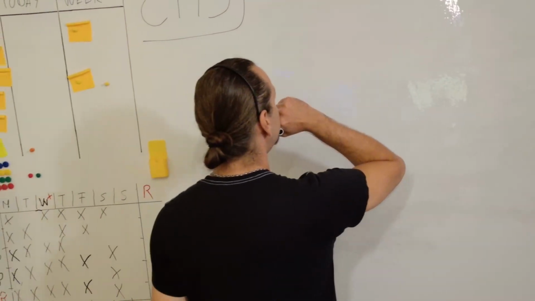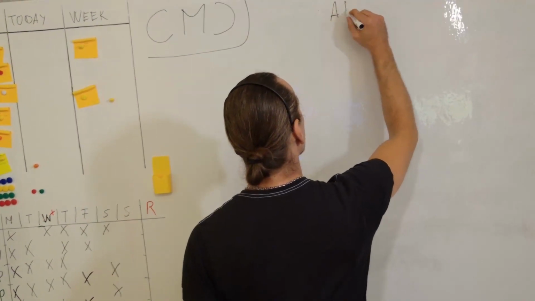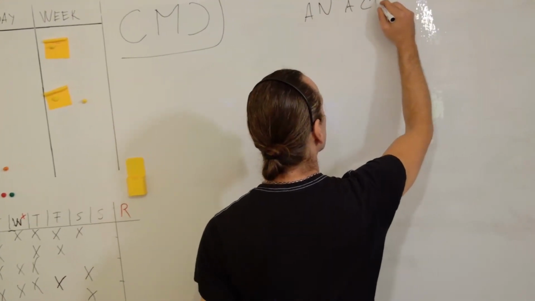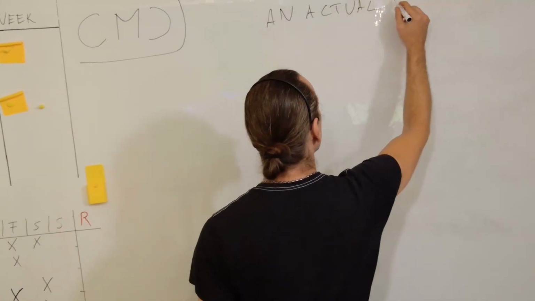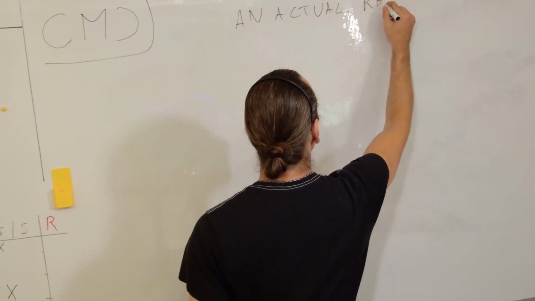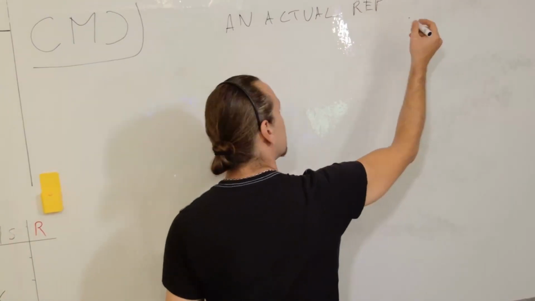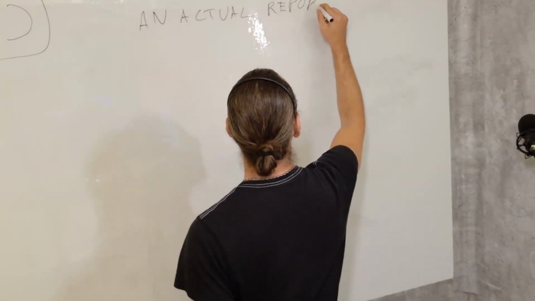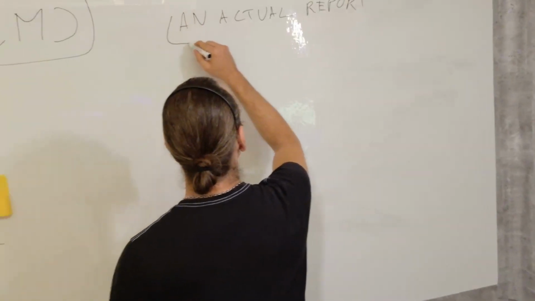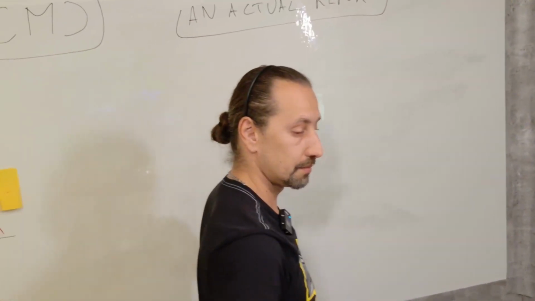So, the third: an actual report. Now we have an actual report. Somebody found something, and we need to figure out if this report is actually valid.